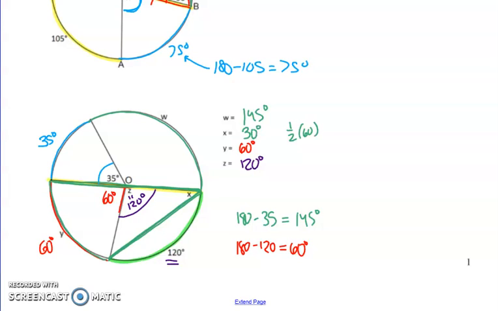Again, that's not the only way you could have gotten that angle. Some of you may have found it a different way and still got 30 degrees. You did it correctly.